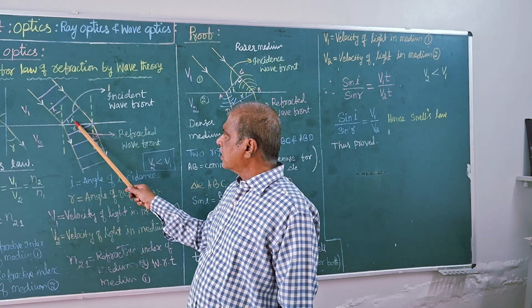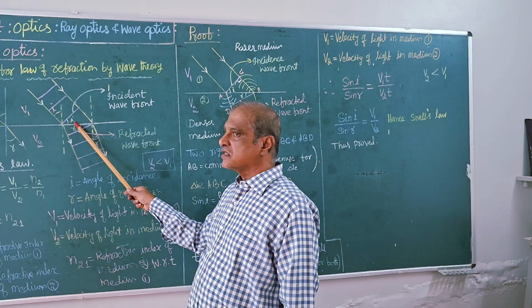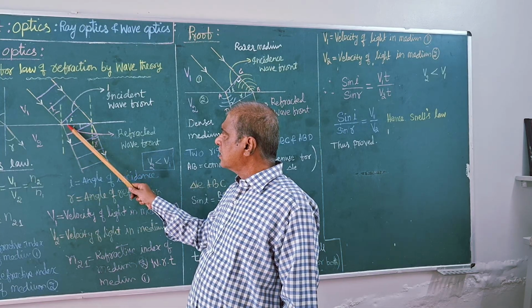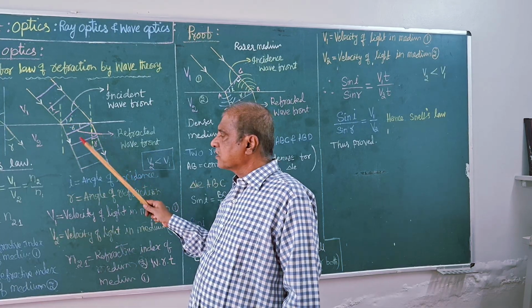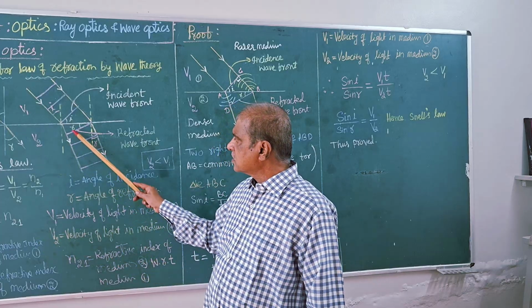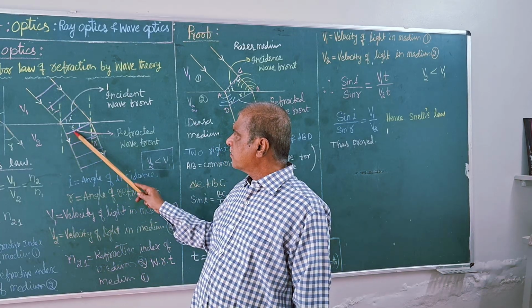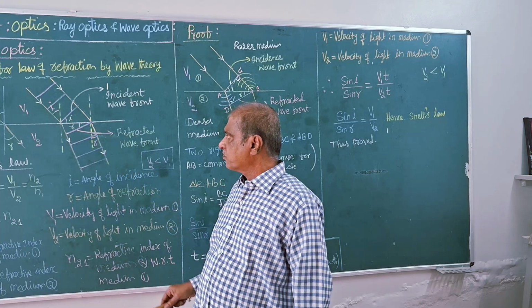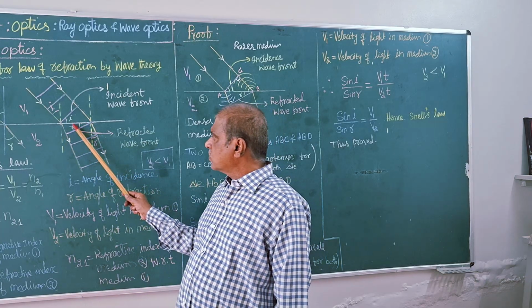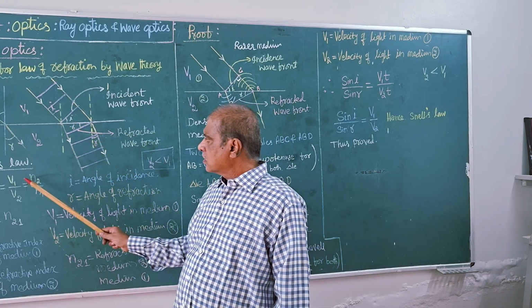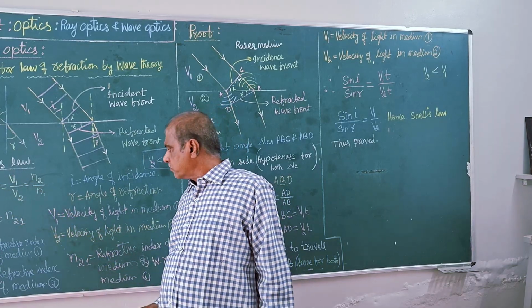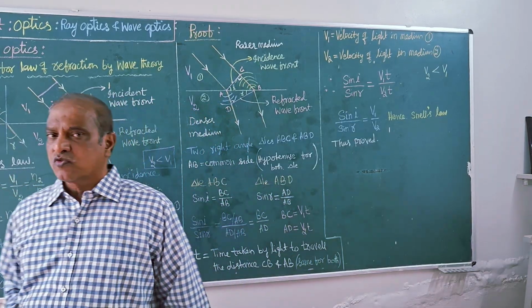So this angle I is the angle of incidence. That is the angle between the incident wavefront and the surface of refraction. And R is the angle between the refracted wavefront and the surface of refraction. So using this geometry, you have to prove that sin I by sin R equals V1 by V2. We shall go for the proof.